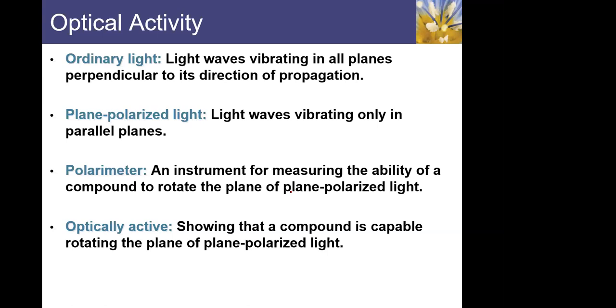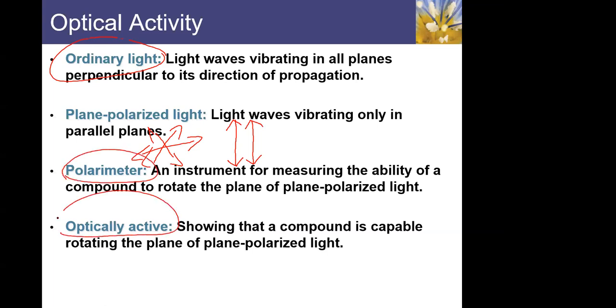We start with an ordinary light. You know what an ordinary light is? Ordinary light is a light which moves in all the planes. It oscillates in all the planes. That's an ordinary light. Plane polarized light vibrates only in one plane. So this is called a plane polarized light. I'll explain this once again. We'll talk about the polarimeter now, and optically active in a minute.